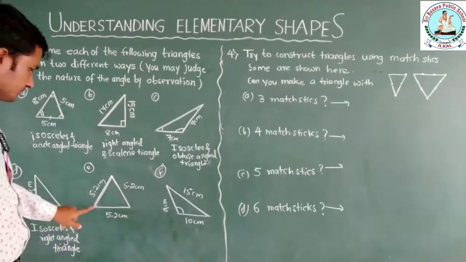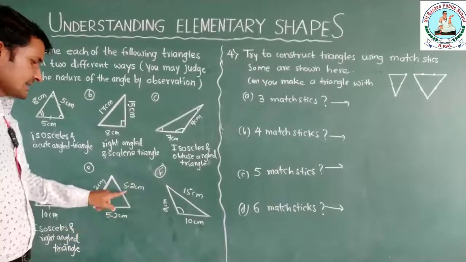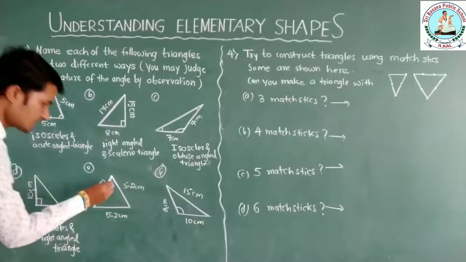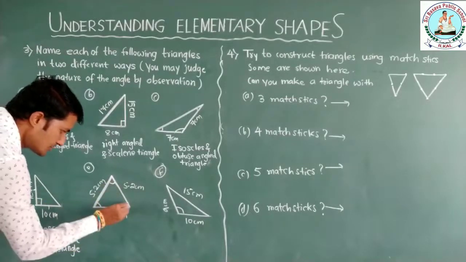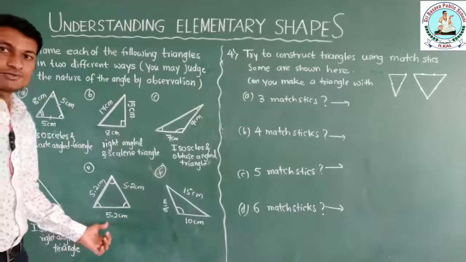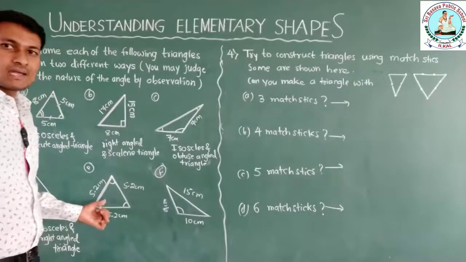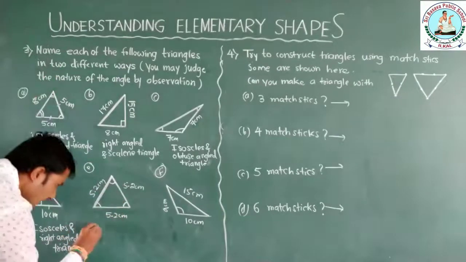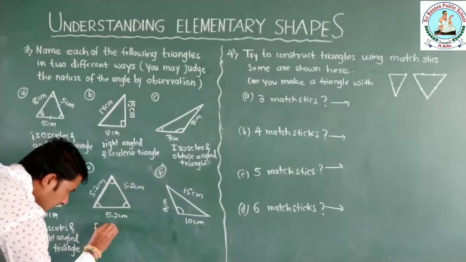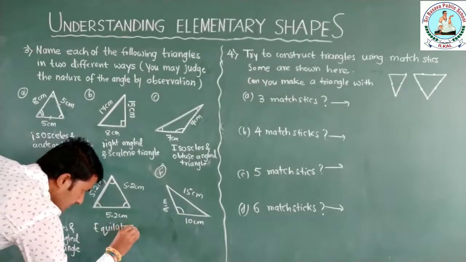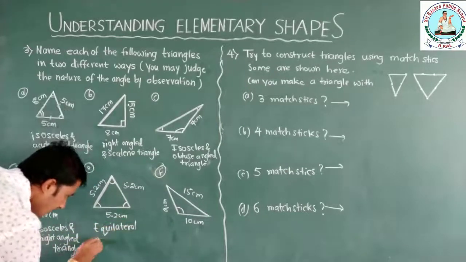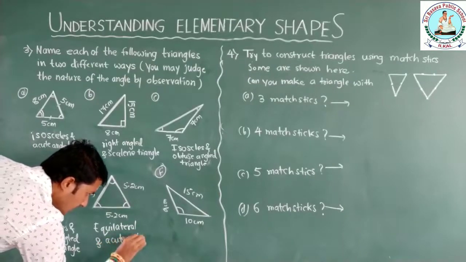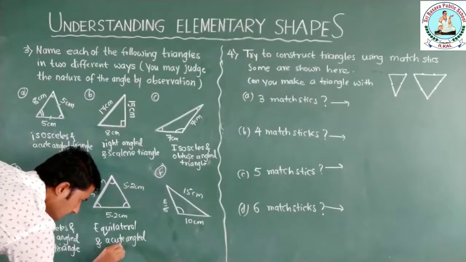So here all the lengths of sides are equal, so it is an equilateral triangle, and at the same time all the angles are seen to be acute, so it is an acute angled triangle. At the same time it is equilateral. So first we can write equilateral. So this is based on sides, equilateral, and based on angles it is an acute angled triangle.